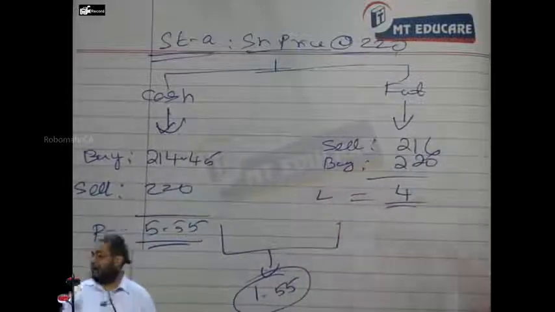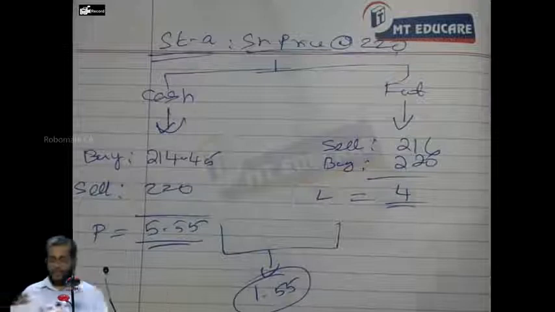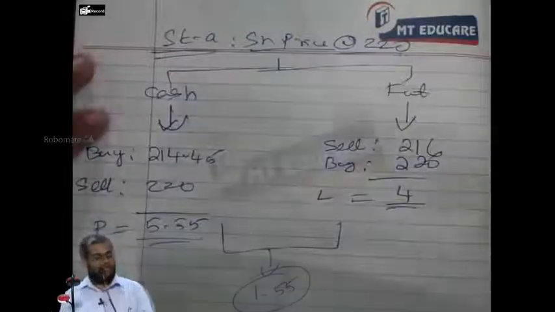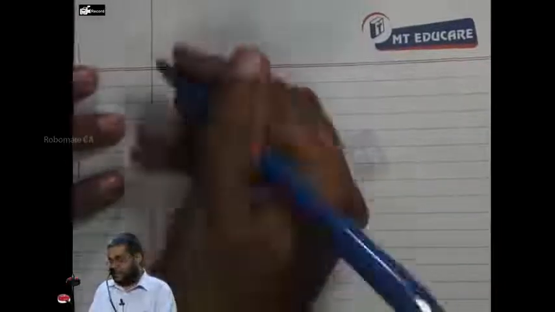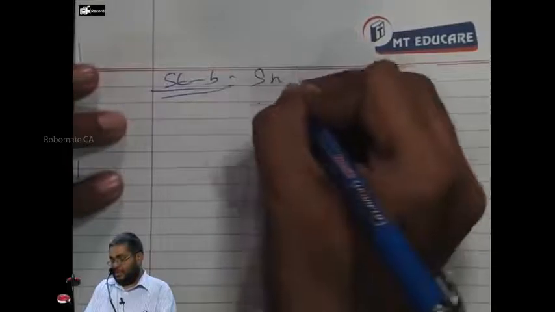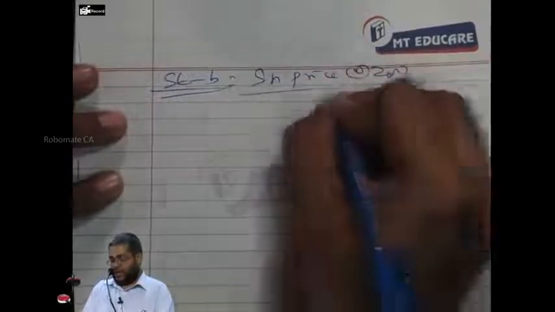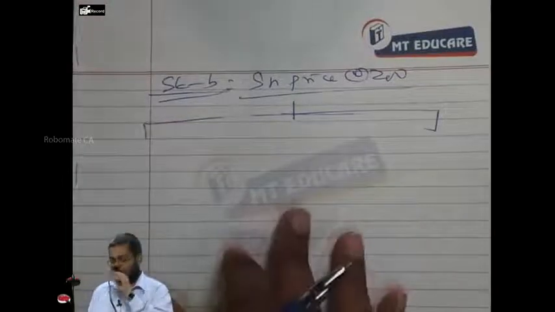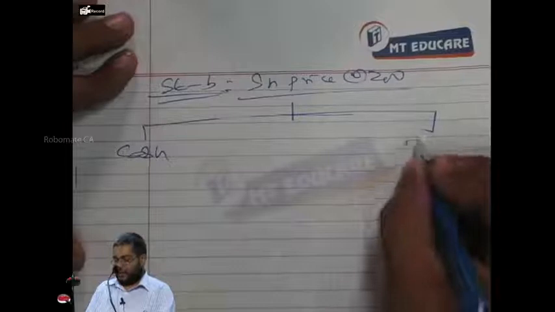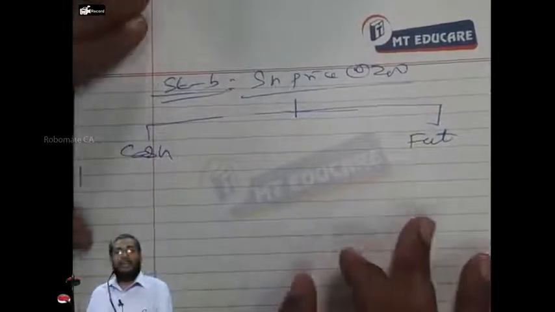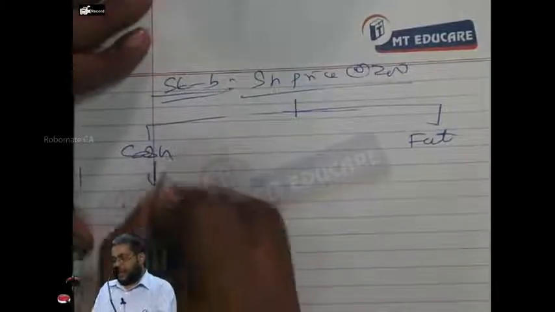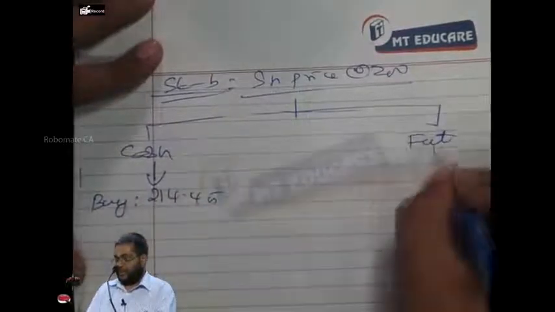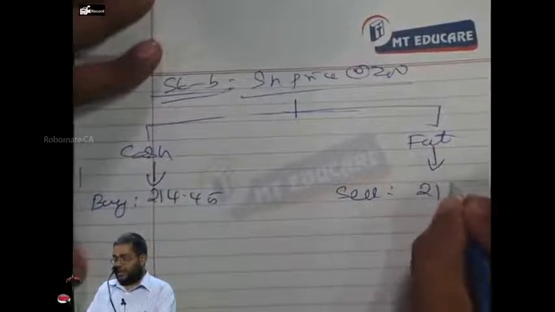Now, situation B: share price at say 200. I am taking positions in how many markets? Two markets: cash market and futures market. In the cash market, I took a buy position of 214.45. In futures, I took a sell position of 216.